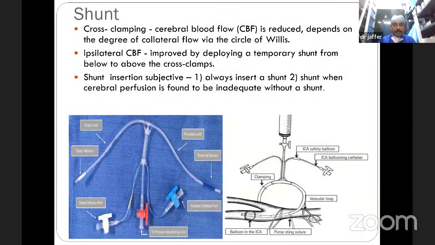And coming to the shunt, this is an Inahara-Pruitt shunt, which consists of two balloons, where the proximal balloon is placed in the common carotid and the distal balloon is placed in the ICA.